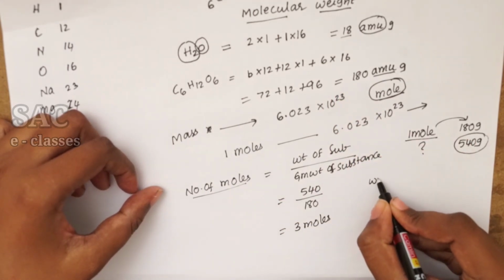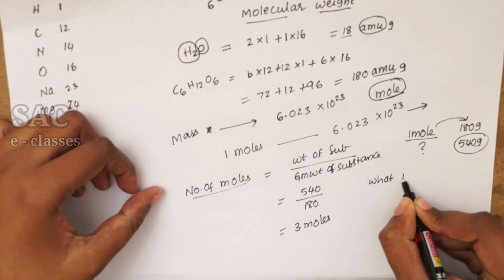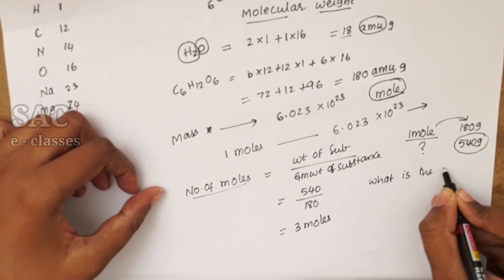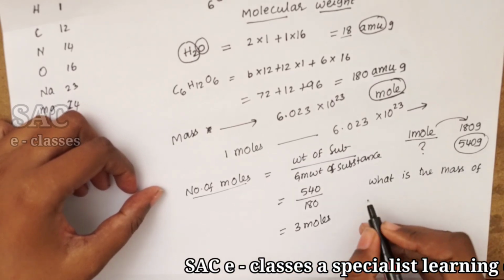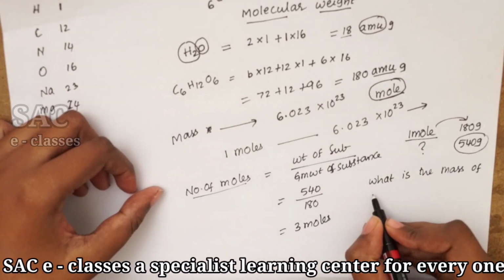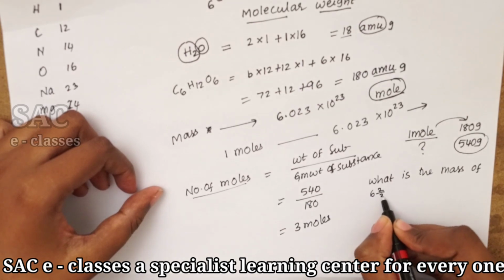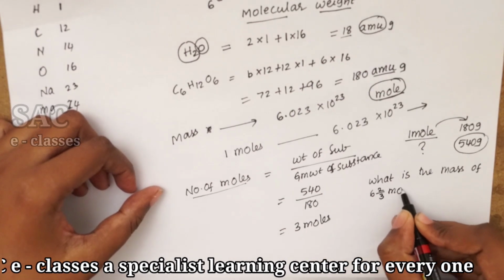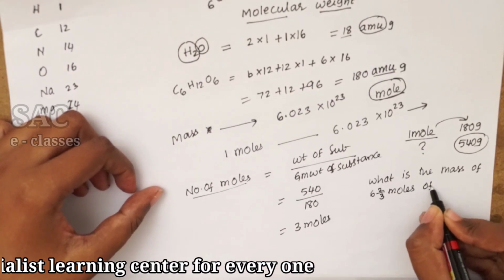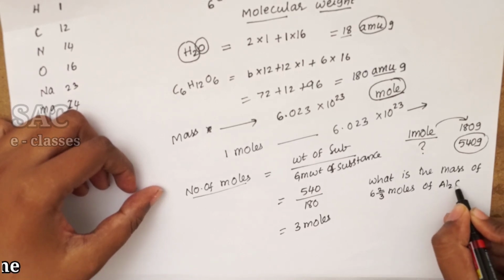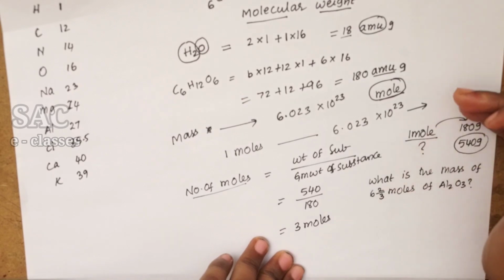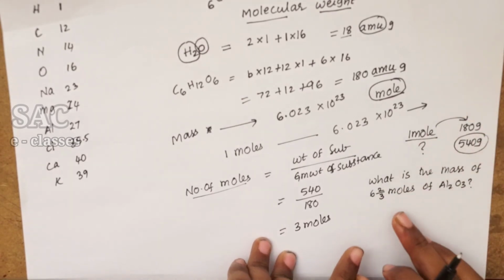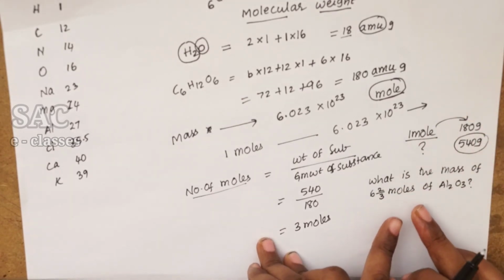What is the mass of six 2/3 moles of aluminum oxide? We know that if they give mass, we can find out moles. Then they asked you to find out what is the mass.